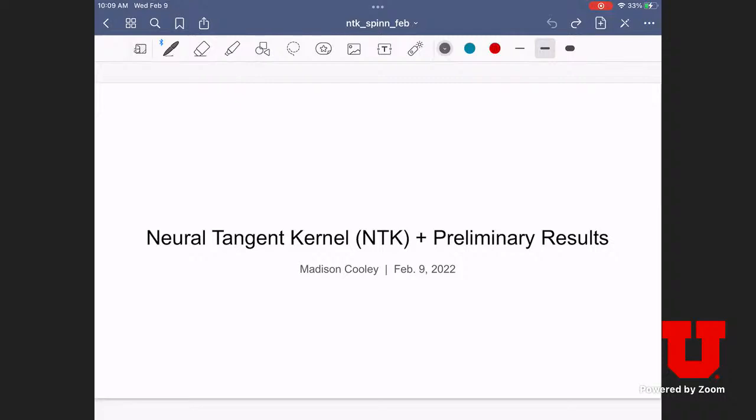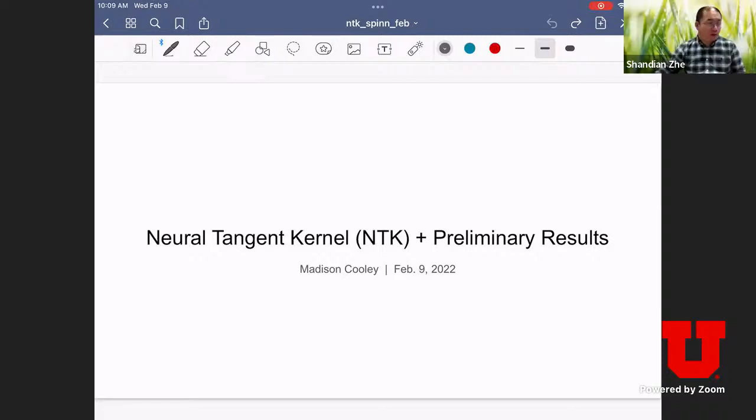Hello, my name is Da, and I'm also a first-year PhD student. I joined Shandian's group last semester, and I currently have two research projects. The first one is sparse Bayesian neural networks, and the second one is the physics-informed Gaussian process. Yeah. Okay, it's great.